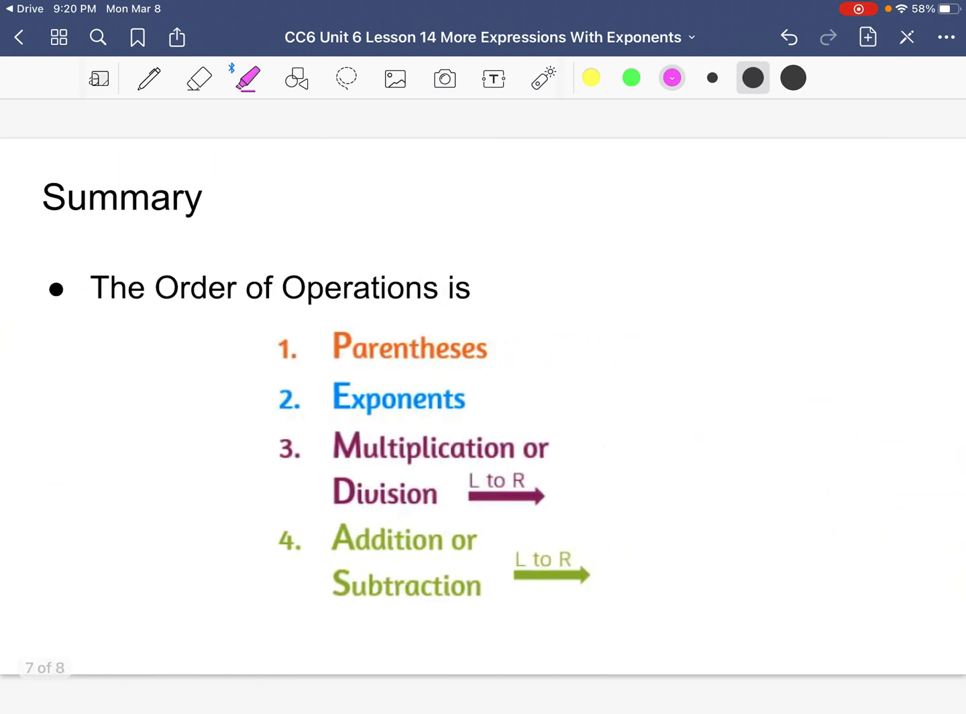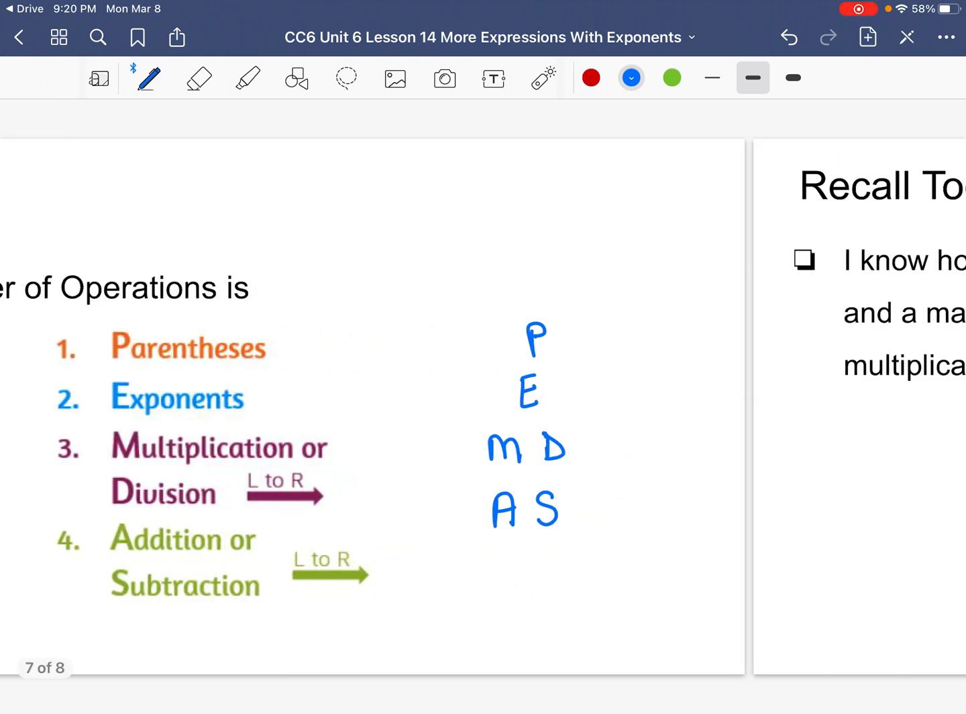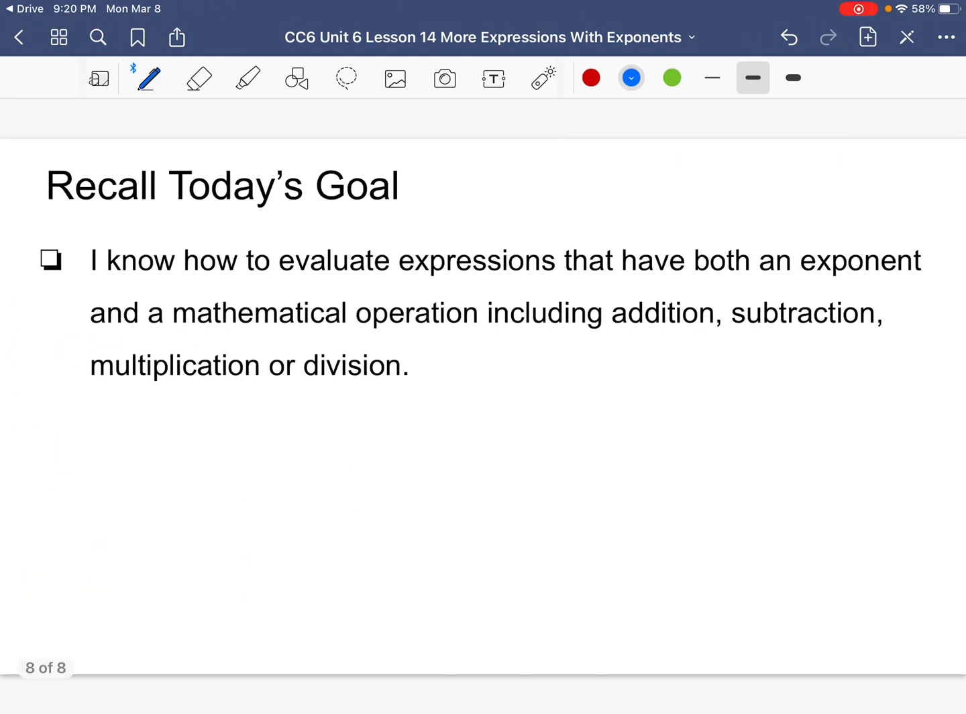And to summarize, the order of operations is parentheses, then exponents, then multiplication and division, whichever comes first as you encounter them from left to right in your expression, and then addition and subtraction. So you saw how to evaluate expressions that have an exponent and a mathematical operation. And that's the end of today's lesson.